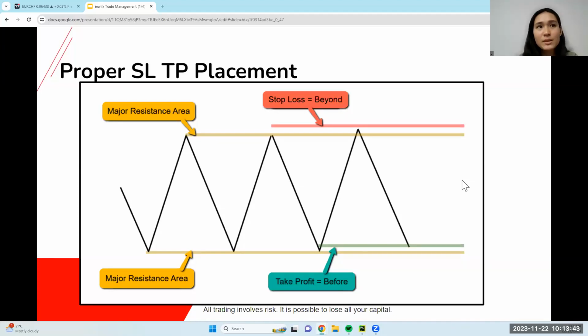But this is typically the proper stop loss and take profit placement that we recommend to ensure you maximize your wins and minimize your losses. So your stop loss should be always placed beyond any confluence area, while take profit should be placed before. But we'll go through a couple more examples over here.